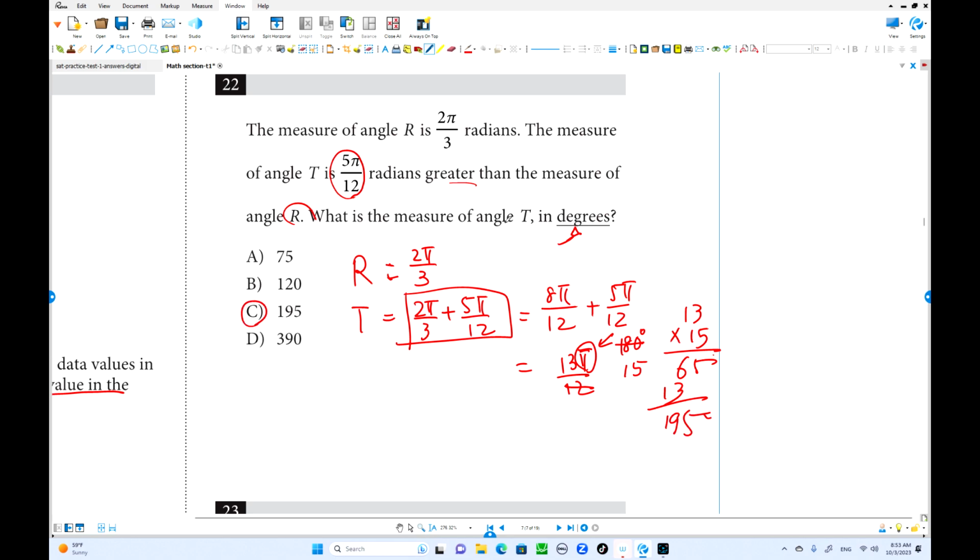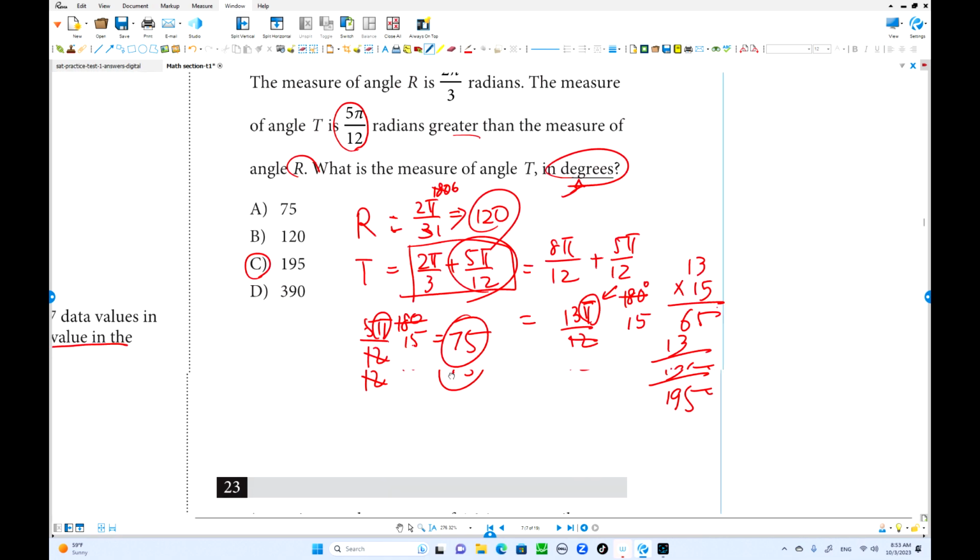Or you can do it another way. Because they're asking for degrees, you can convert to degrees from the beginning. Pi is 180 degrees, so 2 pi over 3 is 120. Okay, what about this one? 5 pi over 12 is what? This is 180 divided by 12 is 15, times 5 is 75. Then you can add these degree measures. Okay, 120 plus 75 is still 195.